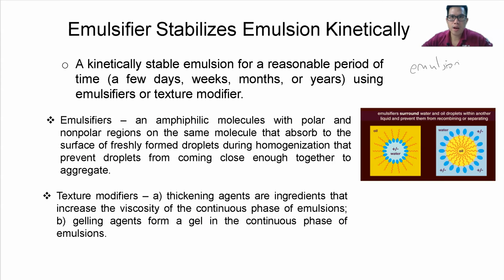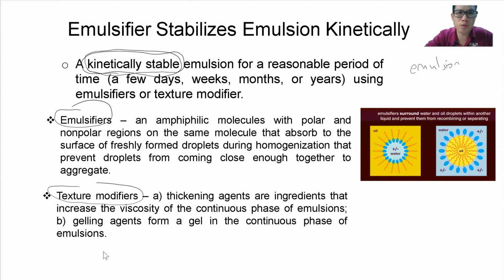Okay, so basically what I have mentioned is that the emulsion is stabilized using emulsifiers. The emulsion itself is what we call thermodynamically unstable. Because it's thermodynamically unstable, without anything it will separate into a layer of oil and water. So how can you make it a kinetically stable emulsion? Through using either an emulsifier or a texture modifier.